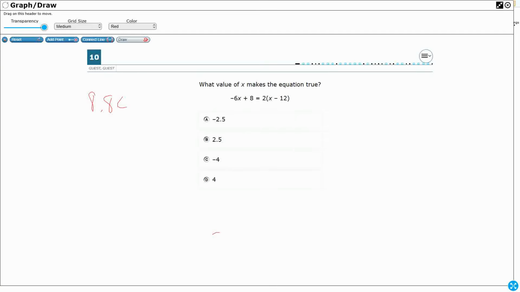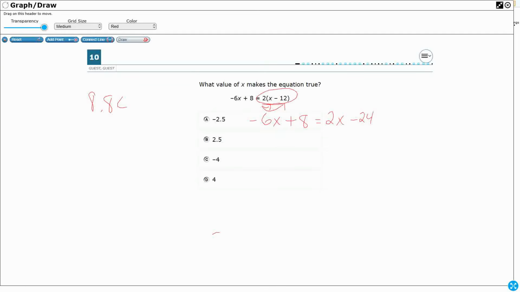There's not really any issue with the left side. It's already negative 6x plus 8. So we've already got the x's together, the constants together. We do need to distribute out this 2 to the x and the negative 12. So 2 gets multiplied by x, so that just becomes 2x. We're going to keep our minus, and then 2 also gets multiplied by the 12, so that's going to become 24. So now I've got negative 6x plus 8 equals 2x minus 24 because I distributed this.